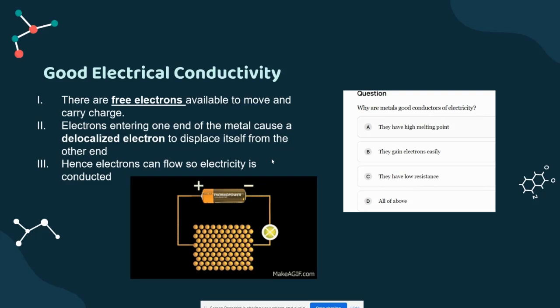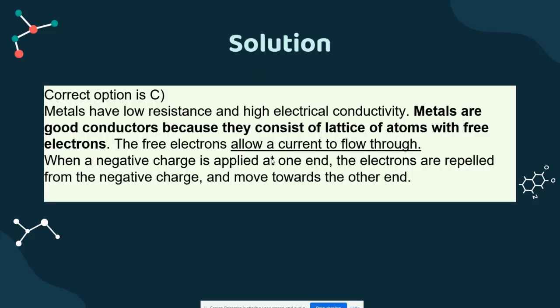Moving on to C, they have low resistance. And the last is all of the above. So here we could eliminate B and we could eliminate D, considering the high melting point and low resistance. As discussed before, the melting point is something which we relate to the strong electrostatic force. So here we could eliminate that point, and the last is that they have low resistance. Although we didn't learn specifically that they have low resistance, by the theory we learned, we could conclude that C is the right answer. So whatever I discussed earlier is mentioned here, and the correct option is C.